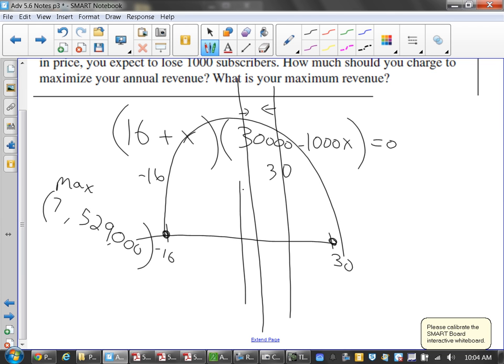You increase it $7. So it'd be $23 a year. Okay. So what the calculator is allowing you to do is find that value quickly without having to go through the whole rigmarole of trying to factor and go through a whole bunch of junk. Okay? That's why modeling with the calculator is really, really nice. Being able to use that maximum or minimum value on a calculator screen.